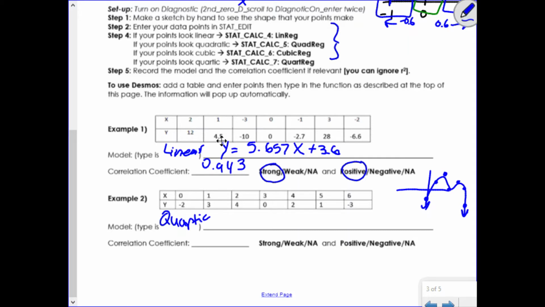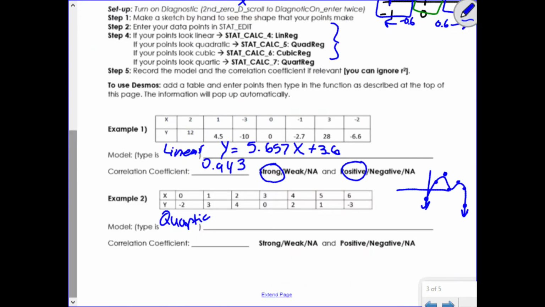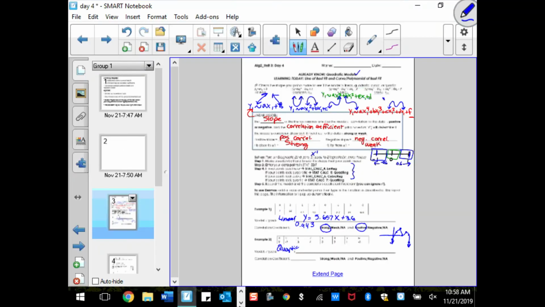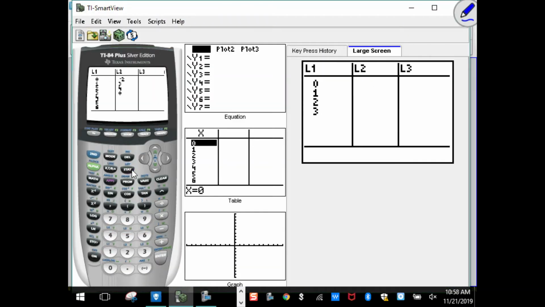Alright. Now, you guys saw how long that expression was for quartic, right? Up here. So if you have a handheld calculator, I guarantee you it'll be faster and easier to just use your handheld calculator. Type in the points in Stat Edit. Right, if you have your handheld calculator, like this one, Stat Edit.